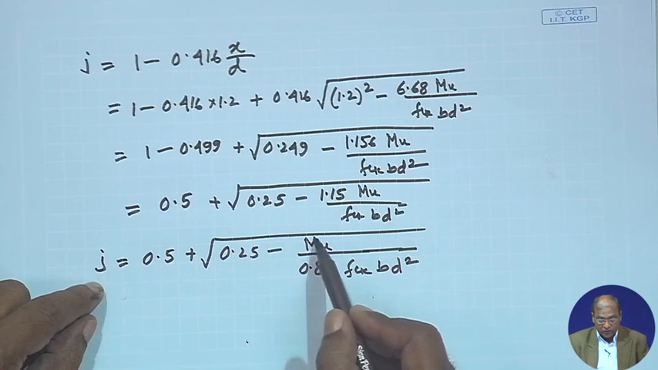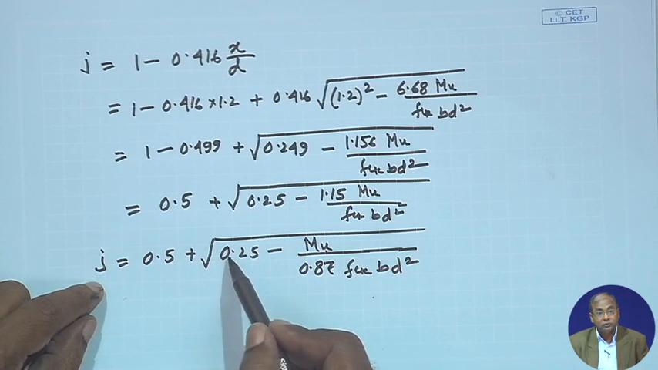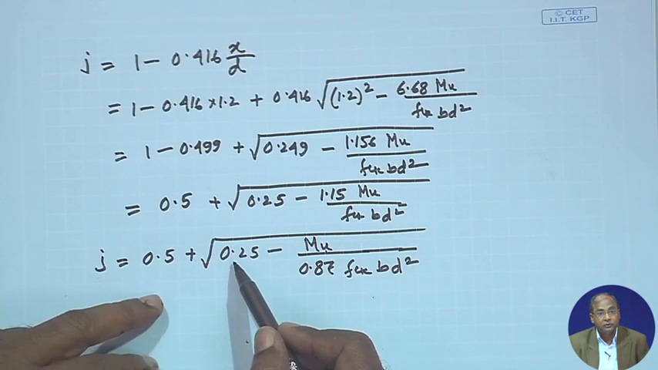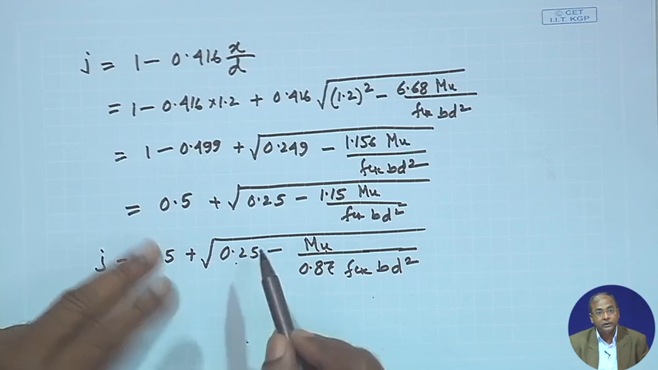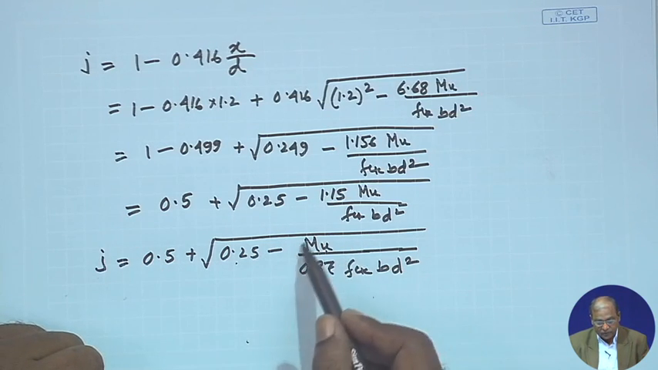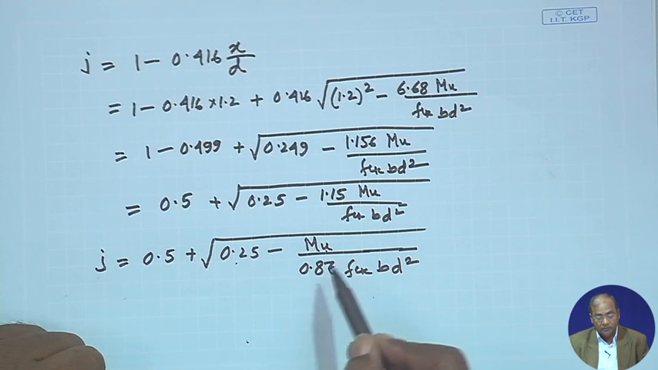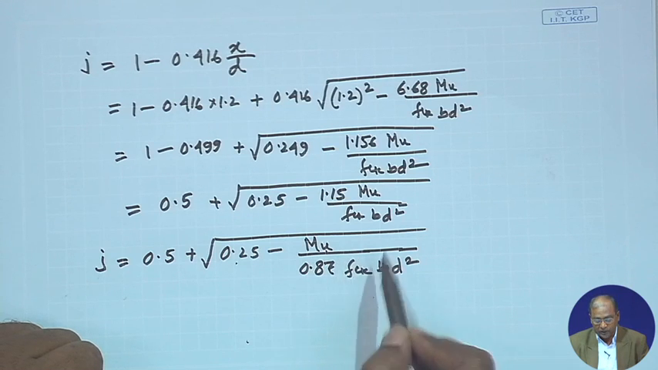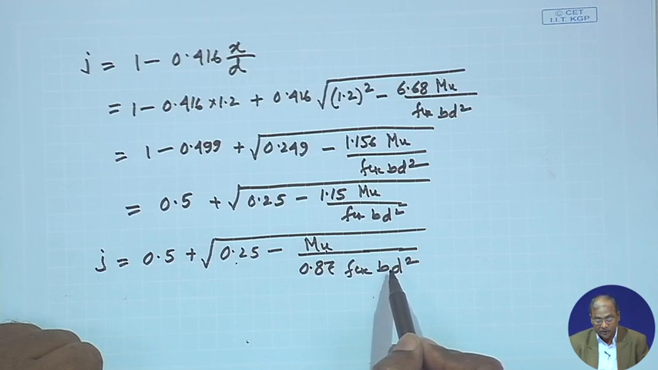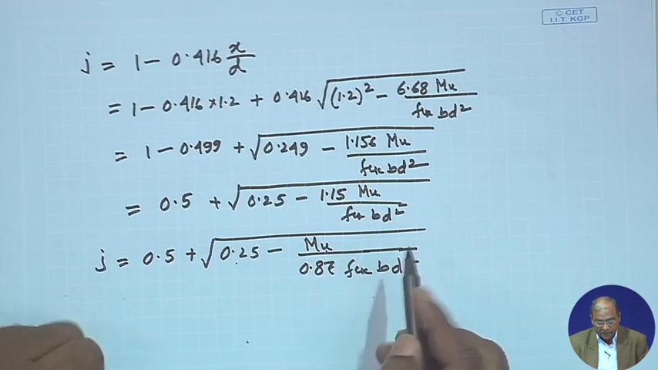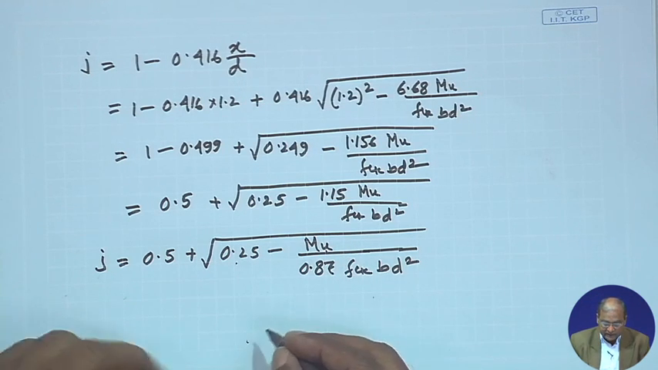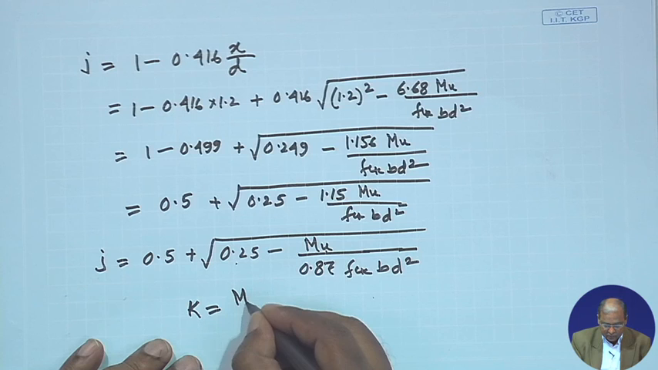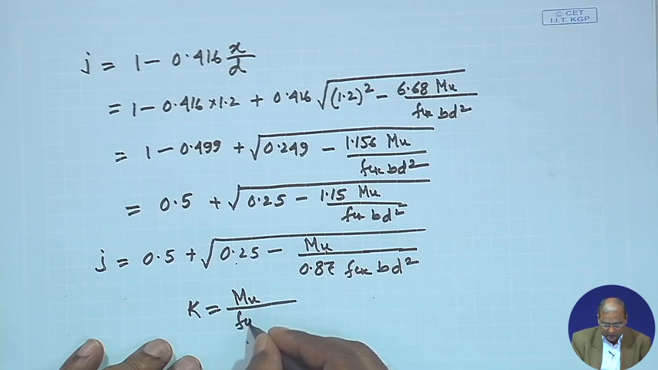So, J equals this one: 0.5 plus root over 0.25, very interesting, beautiful numbers that are easier to remember, and we would like to see whether it is valid for other cases also. Only this portion will change, and that will influence the whole idea: Mu by FCK b d square. We can tell something from this Mu by FCK b d square, so we can say this one as K equal to Mu by FCK b d square.